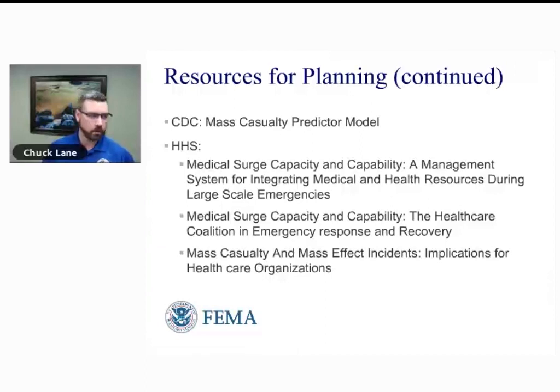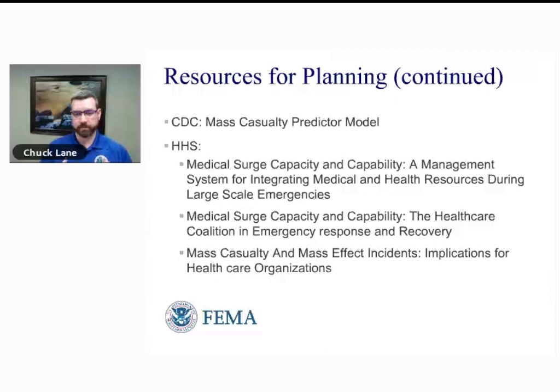Now, the next one, this CDC Mass Casualty Predictor Model, that's pretty much what we used earlier, where we're looking at the first hour casualties times 2, and this fleshes it out a little bit more. It's definitely a document that's worth the read to help you figure out, based on the disaster, what might we need, what might we use, and then what is this going to look like for us.